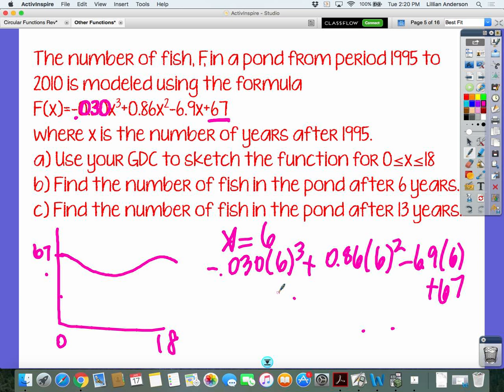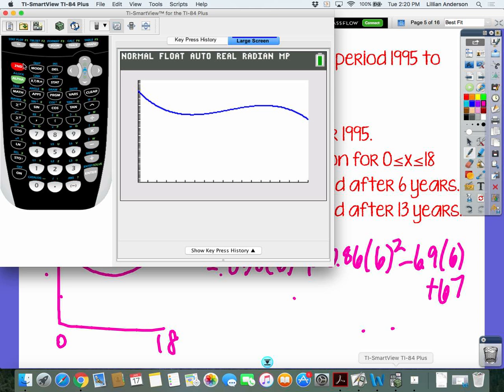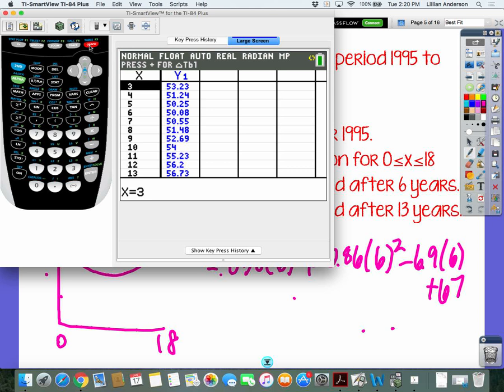Oh, that's a little bit. Well, let's use our table, okay? Second graph, I need to go where x is equal to 6, okay? And if I look, I have 50.08. Now we're talking about fish here. Can we have a fraction of a fish? No. So are we going to round to 50 or are we going to round to 51? 51. 50.